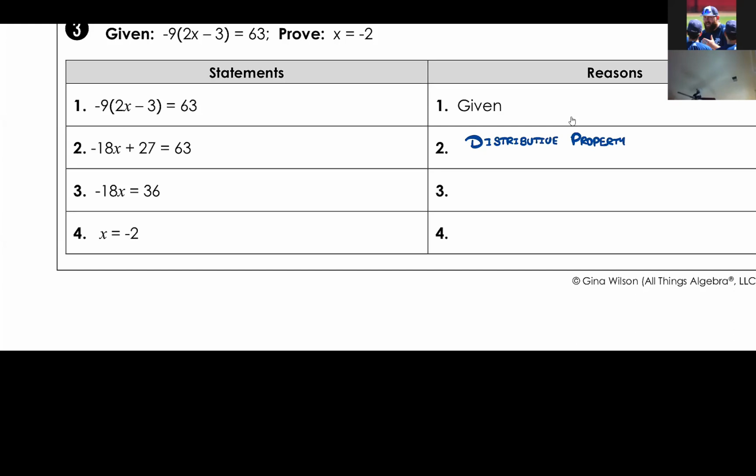Step 3, they went from -18x plus 27 equals 63 to -18x equals 36. What changed? They subtracted 27. And then finally, they went from -18x equals 36 to x equals -2. Division. Good old division property.